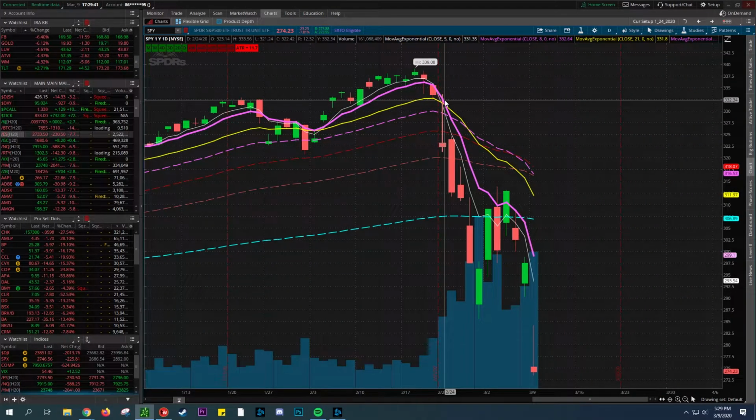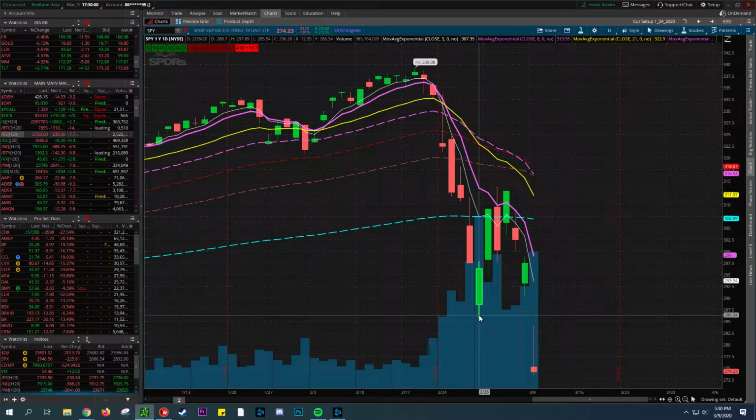We saw the purple, which is the 8 exponential moving average on the daily chart, crossing over the 21. That's just the sign of very sharp selling, or a trend change or momentum change in the overall feel of the market. And then we just continued to come down, hitting very low lows on the 28th, basically the last possible day of trading in February.